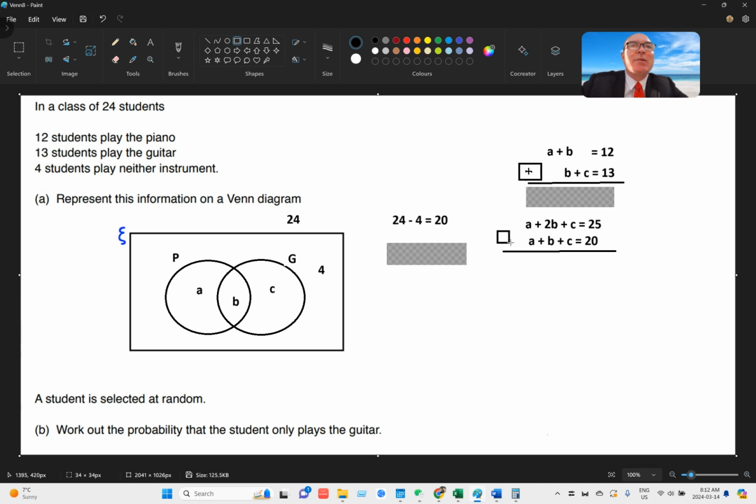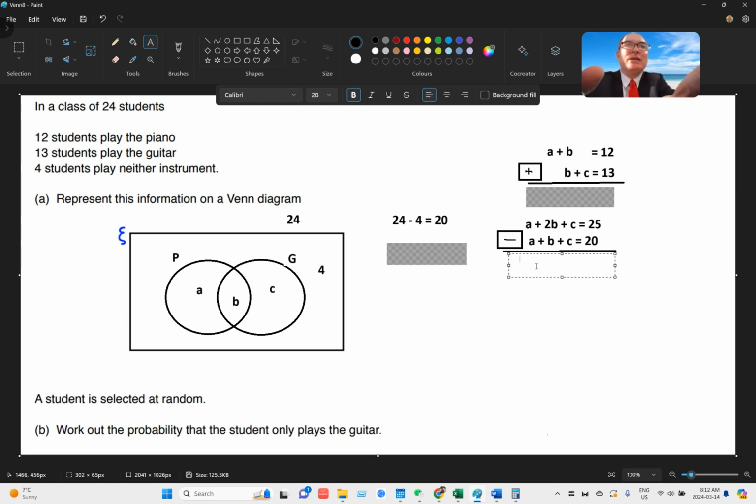Now this is why I like to use the box, because I don't want it to be confused with all of a sudden saying I have minus A. No, I'm subtracting this equation from the top equation. So what do I have? A take away A is no A's. 2B take away B, I'm just left with B. And 25 take away 20 is 5. Marvelous. Now we have B is equal to 5. I'm going to write that down here, 5.